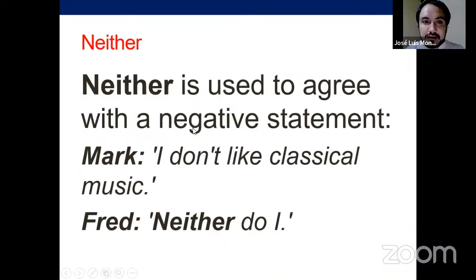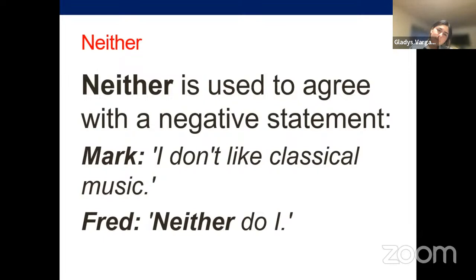Let's go directly here. This is the first one, Gladys. This is "neither." Let's read everything, please. This is a short slide. "Neither" is used to agree with a negative statement. Mark: I don't like classical music. Fred: Neither do I. Great. If you see, it's the same logic. If you understood "too" and "so," you know how to use "neither." It's the same.